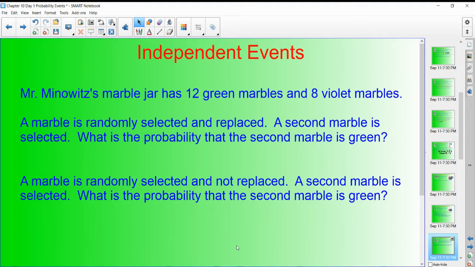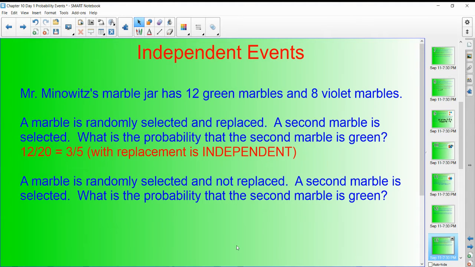So the first case, if I take a marble out and then put the same marble back in, it doesn't affect what the bag looks like. So when I'm picking the second marble, I still have 12 green and 8 violet. I still have 20 total marbles. The probability that the second marble is green is that there's 12 green out of the 20 in the bag because there's still the original 20 in the bag. This is called independent events, where the second pick is not affected by the first pick.